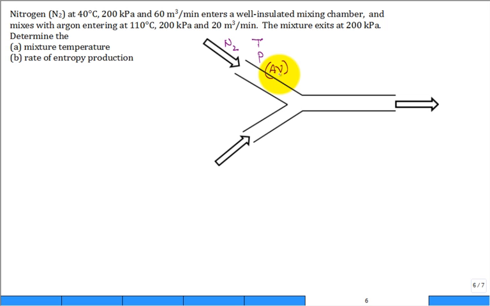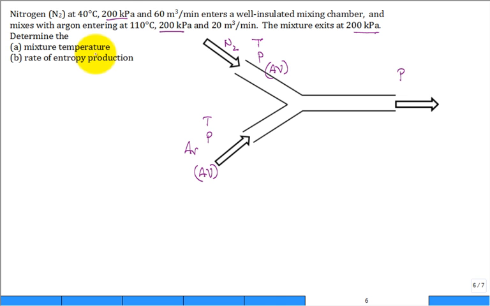All right. And then they also have an argon fluid stream, and it has an inlet temperature, an inlet pressure, and an inlet volumetric flow rate. And then it comes out at this final exit pressure. What's interesting is all the pressures are the same, which makes sense. There's no pressure gain or pressure drop. It's just mixing. All right. Now, let's do this. What are they asking us to calculate?